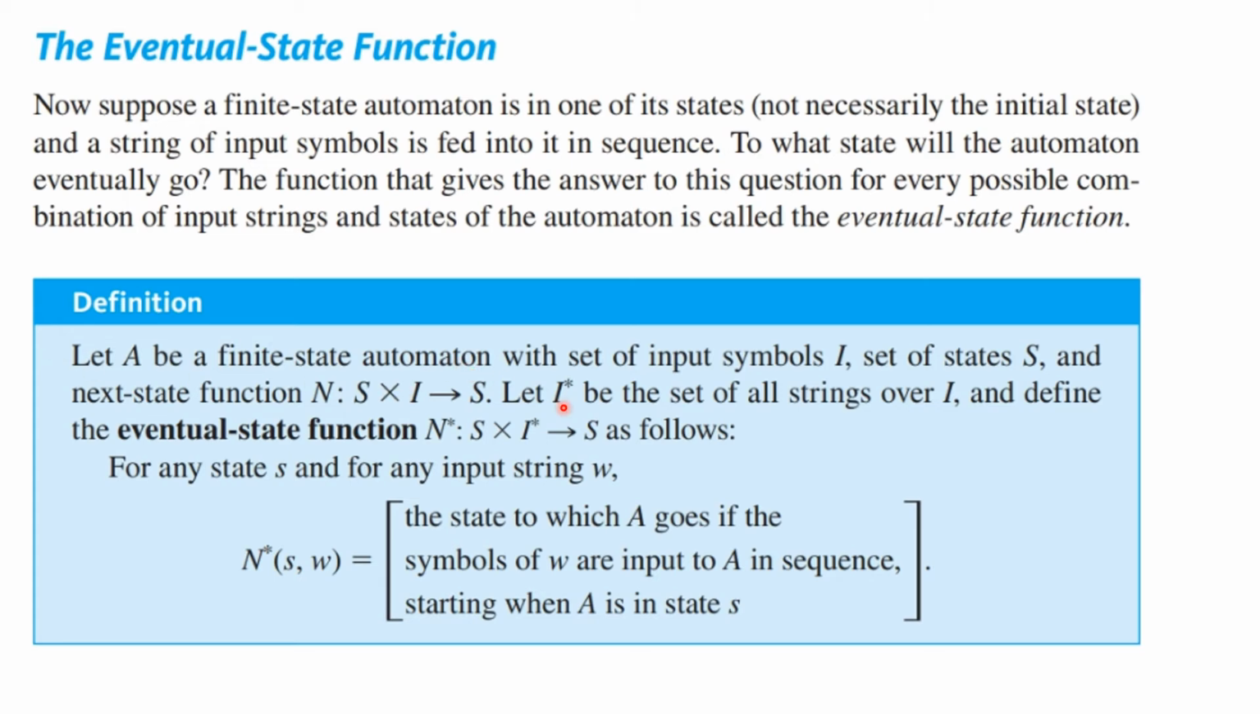Let A be a finite state automata with a set of input symbols I, a set of states S, and the next state function N going from S cross I to S. But now we're looking at I star, the set of all strings, and the eventual state function N star goes from S cross I star to S. For any state S and any input string W, N star of S, W is the state to which A goes if the symbols of W are input into A in sequence, starting when A is in the state S, not necessarily the first state.